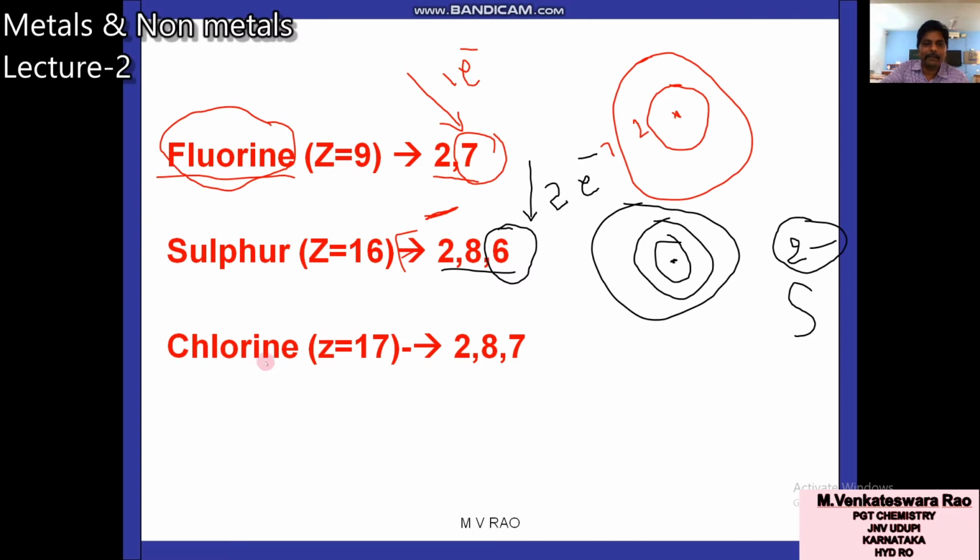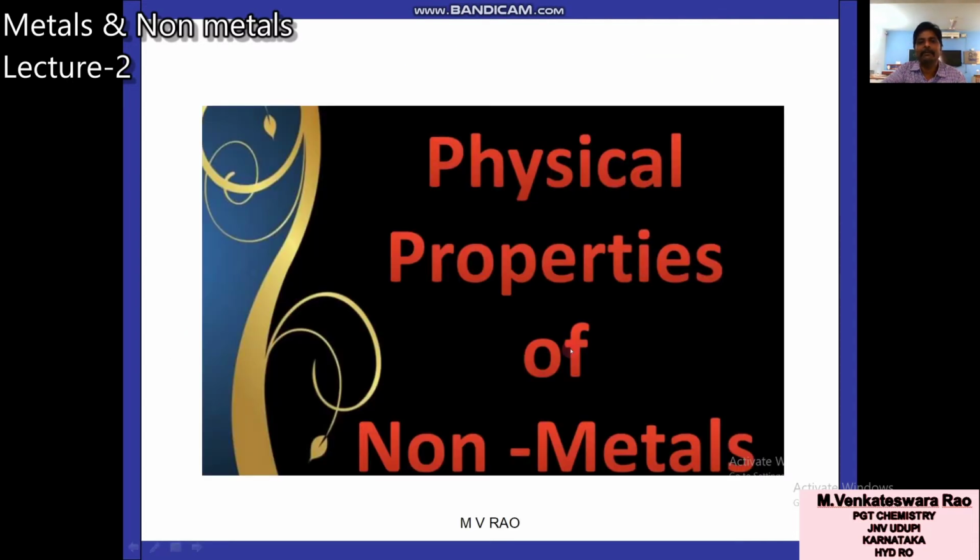One more example of a non-metal is chlorine. What is the atomic number of chlorine? 17. The electronic configuration is 2, 8, 7. So the valence shell contains 7 electrons, but it is not stable. It still needs 1 electron. After gaining that electron, chlorine will become Cl minus. So fluorine, sulfur, chlorine and carbon are examples of non-metals. Now we will move to physical properties of non-metals.